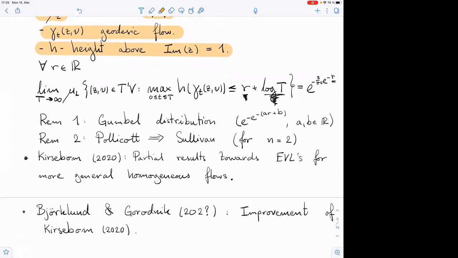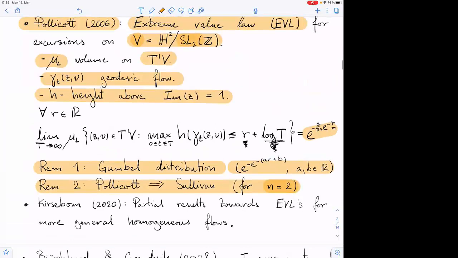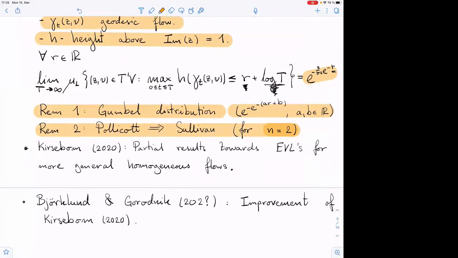So a couple of general comments here. One is that what we have on the right-hand side is a Gumbel distribution. Maybe somebody has seen that in a statistics course; it has this general form. And the second remark, which I already made, is that you can prove that if you have such an extreme value law, then it implies a logarithm law. So in the case of n equal to 2, and when gamma is SL2Z, we recover, so to say, Sullivan's logarithm law.